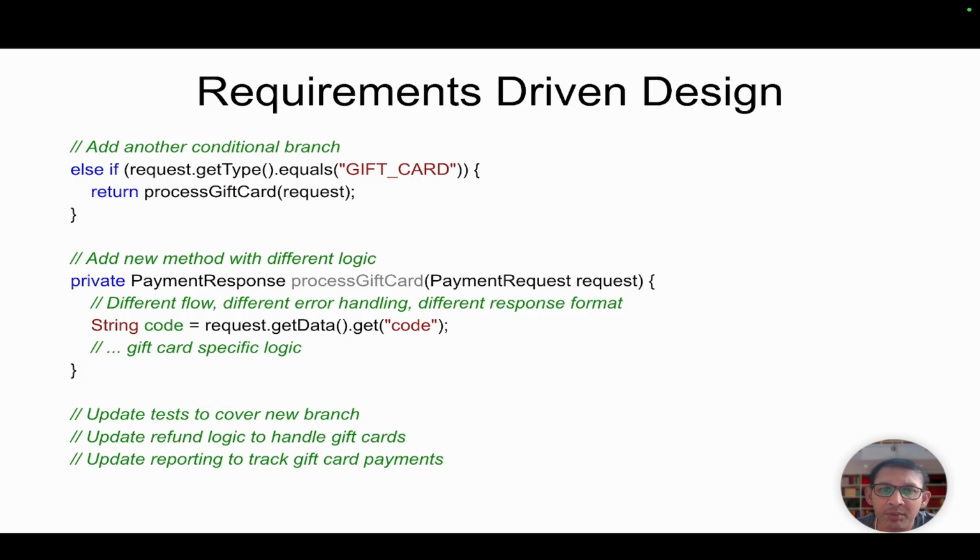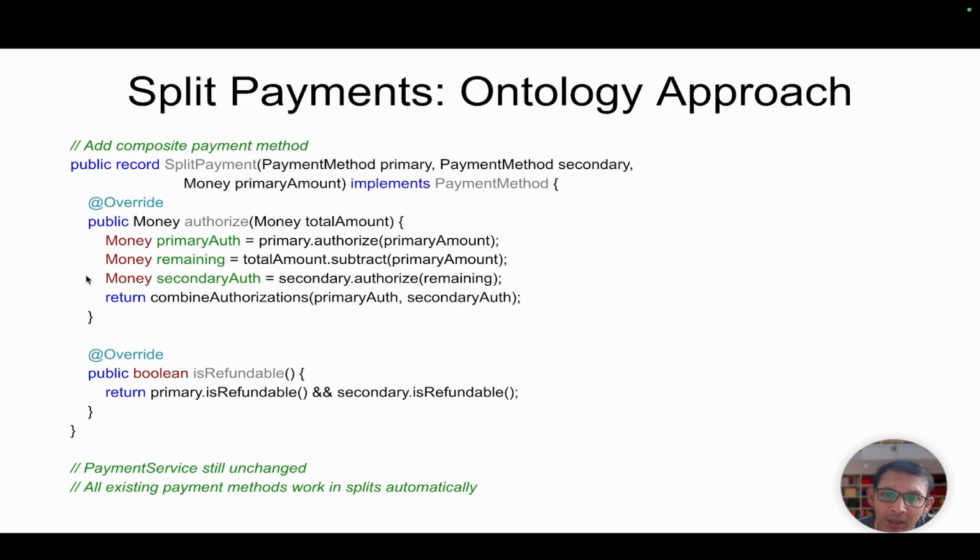Now, assume marketing wants something more complex, split payments where customers can pay partially with a gift card and partially with a credit card. In the ontology driven approach, you create a composite payment method. It takes two payment methods and a split amount as parameters. When asked to authorize the total amount, it authorizes the specified amount on the first payment method and the remainder on the second payment method. When asked about refund capability, it returns true only if both underlying methods support refunds.